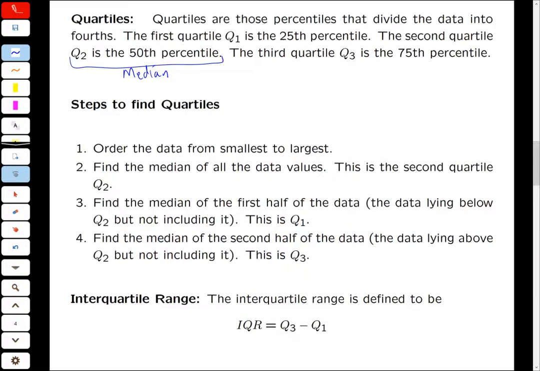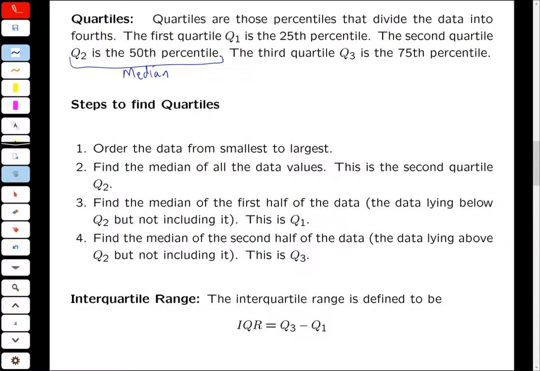Steps to find the quartiles. You're going to do the exact same thing that we did to find the median. Order your data values. Find the median. That's your first step. Then find the median of the first half of your data. Find the median of the second half of your data. And that gives you your quartiles. Q1 is the median of the first half of the data, not including Q2. And Q3 is the median of the second half of the data, here again, not including Q2.